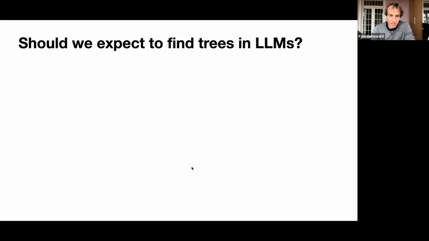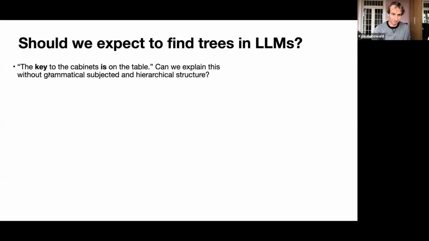And then we could get to this question of, kind of underlyingly thinking about these different levels. In what sense should we actually expect to find, say, representations of syntactic trees in language models, right? So something like the key to the cabinet is on the table, where is has to agree with key. The best explanation for that that we know of is that there's such a thing as a grammatical subject, and there's some kind of hierarchical structure. So regardless of how much intervening material there is here, the verb is going to agree with the subject, right?